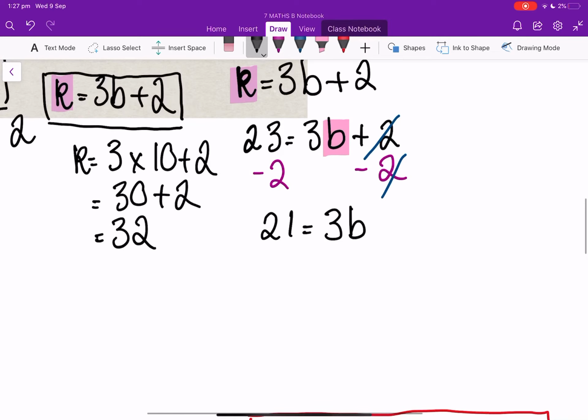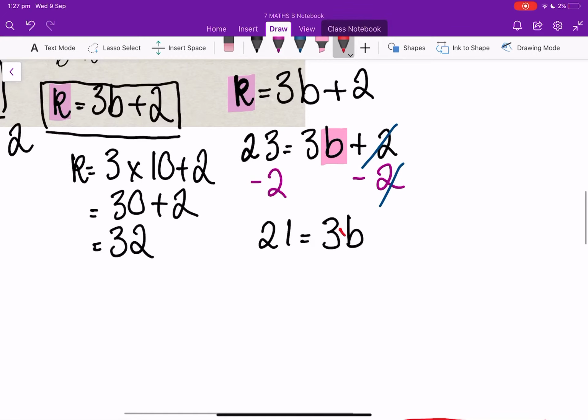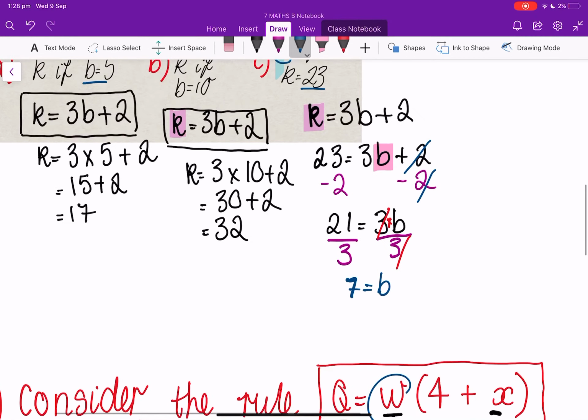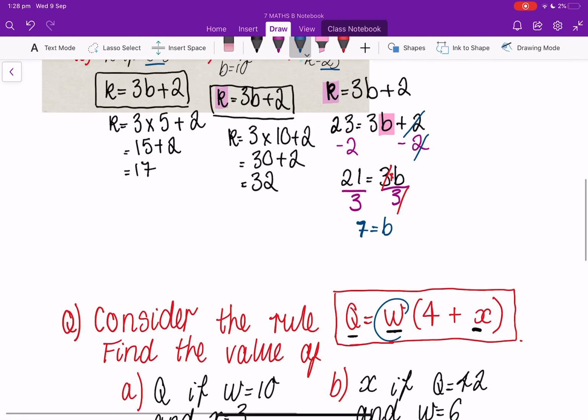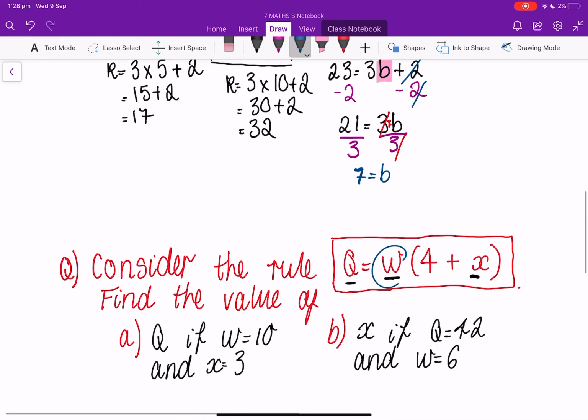Now, I still need to get my b by itself, and at the moment, it's being multiplied by 3, because remember, when you have a pronumeral next to a number like this, you can think of an invisible multiplication there. So the opposite of multiplying by 3 would be to divide by 3. So I can divide both sides by 3. That means on the right-hand side, I can cross out my 3's. 21 divided by 3 is just 7. So 7 equals b, and so we've just found out what b is if k is 23. Let's do the same type of questions with a different rule, and we'll see if it's making some sense.